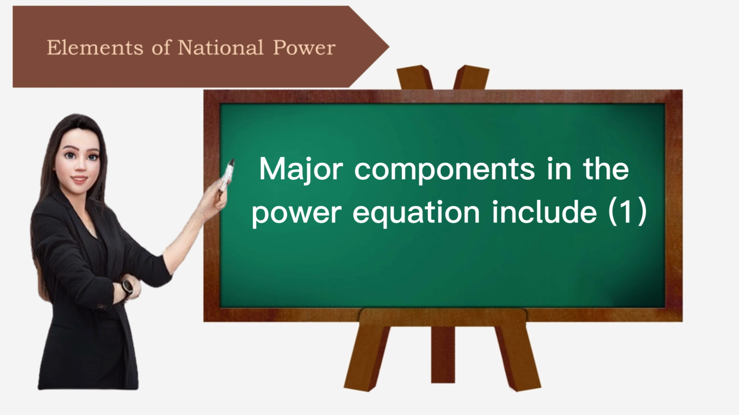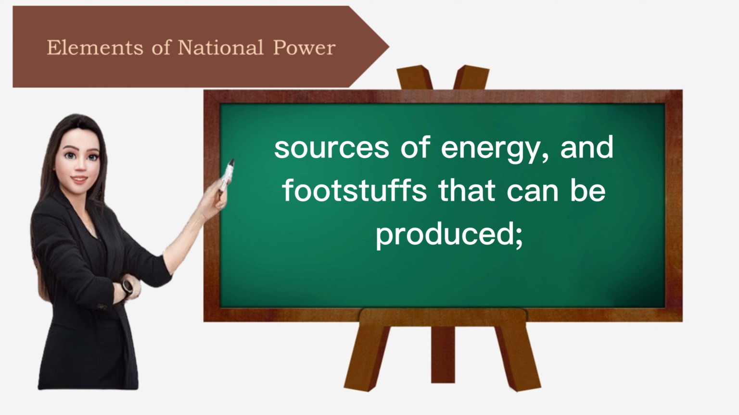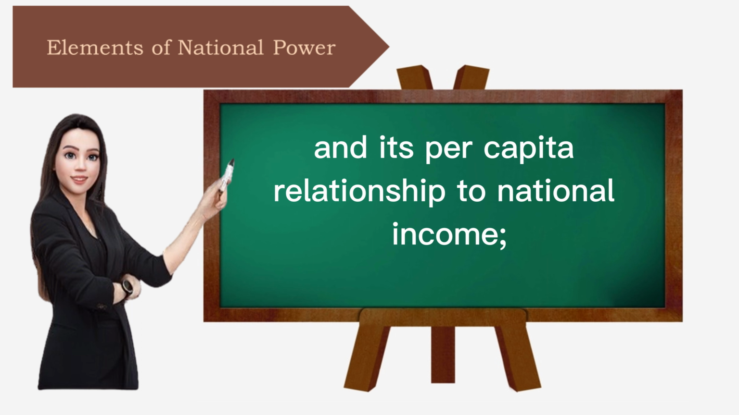Major components in the power equation include: 1. The size, location, climate, and topography of the national territory. 2. The natural resources, sources of energy, and foodstuffs that can be produced. 3. The population, its size, density, age and sex composition, and its per capita relationship to national income.